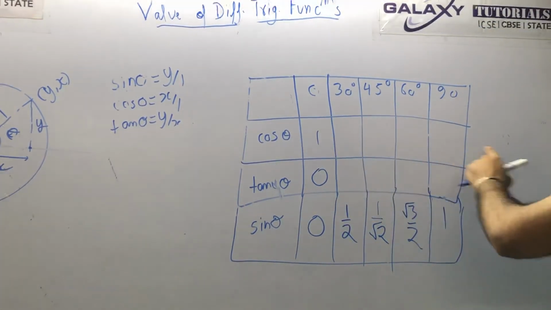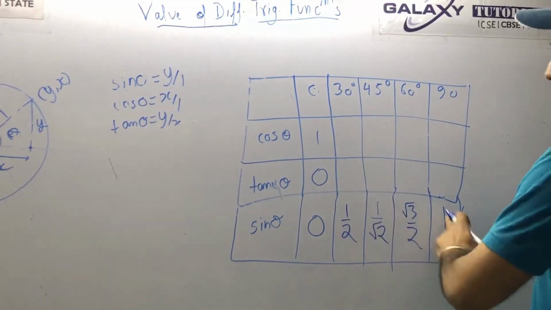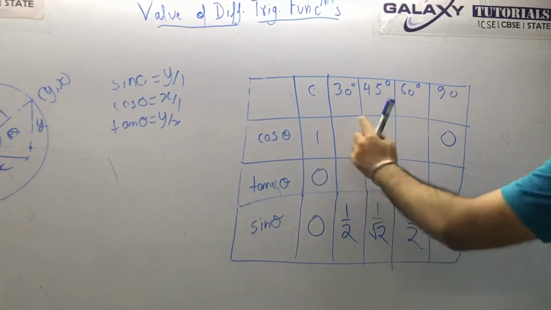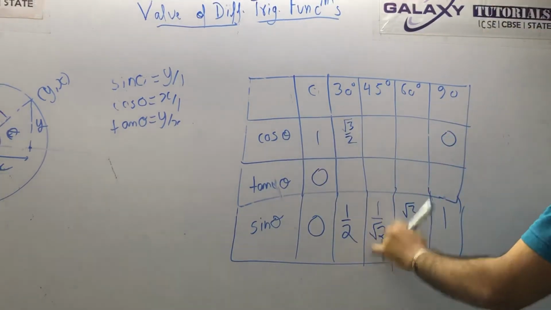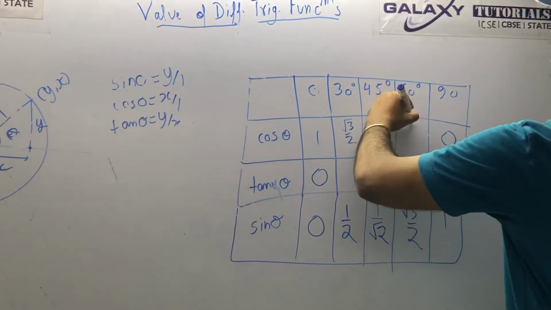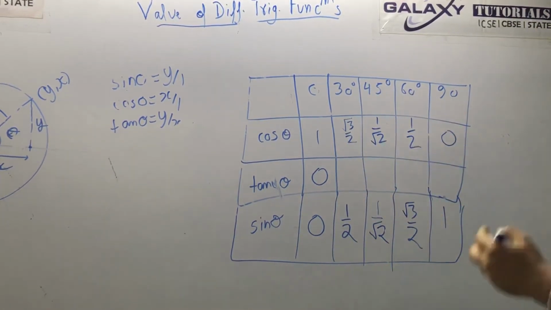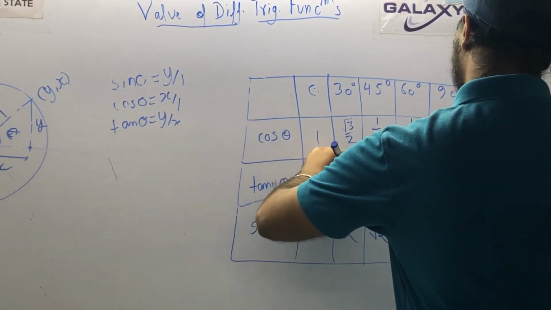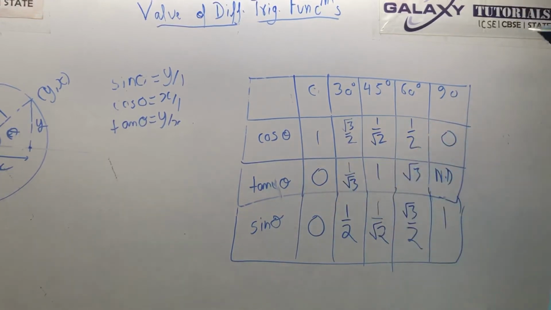Cos values are just exactly inverse. In inverse order you will write. So if here is 1, you will write 0 here. Here it was root 3 by 2, so you will write root 3 by 2 here. Here it was 1 by root 2, you will write 1 by root 2 here. Here it was 1 by 2, you will write 1 by 2 here. And tan is just the division of these two values, so sin theta upon cos theta. So this is 1 by root 3, 1, root 3, and d. And d means not defined.